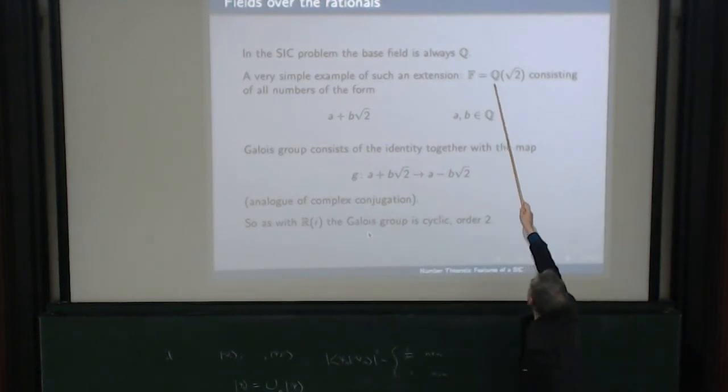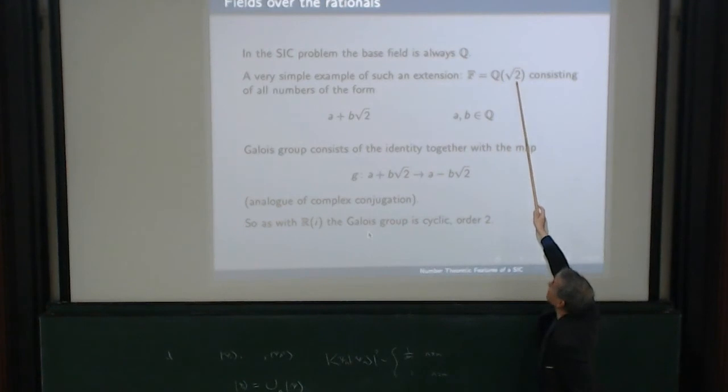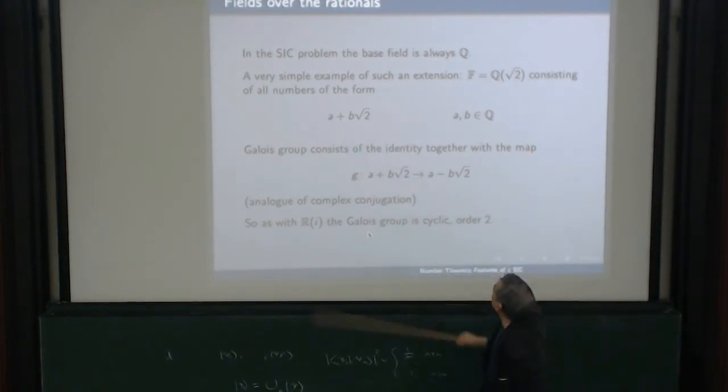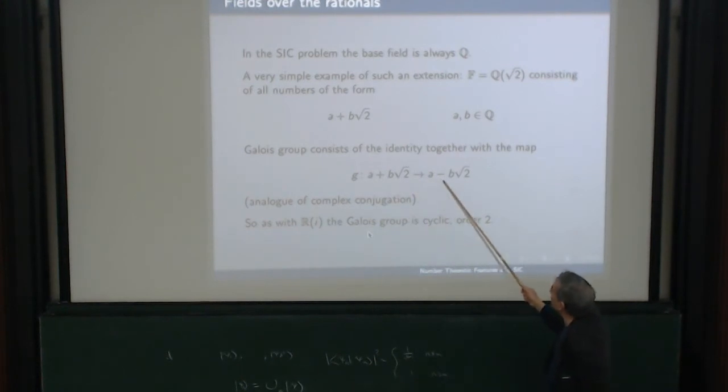Take the base field to be the rationals, and you add the single additional generator root 2, and the field consists of all combinations like that. And again, in this case, you'll find the Galois group is extremely simple. There's the identity and the analog of complex conjugation, which just flips the sign of root 2. So again, the Galois group is cyclic of order 2.